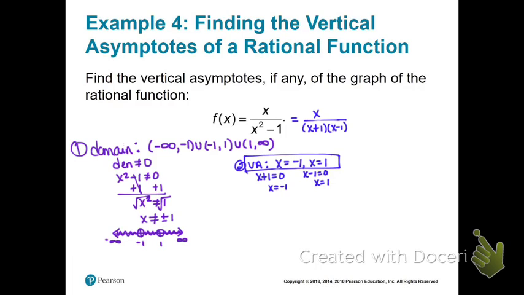Notice, though, your vertical asymptotes were the restrictions of the domain, weren't they? Because none of them canceled out.